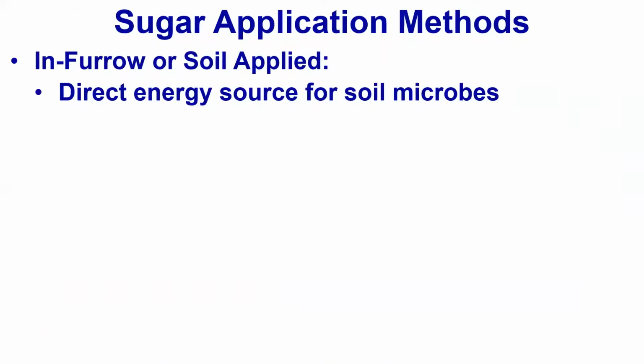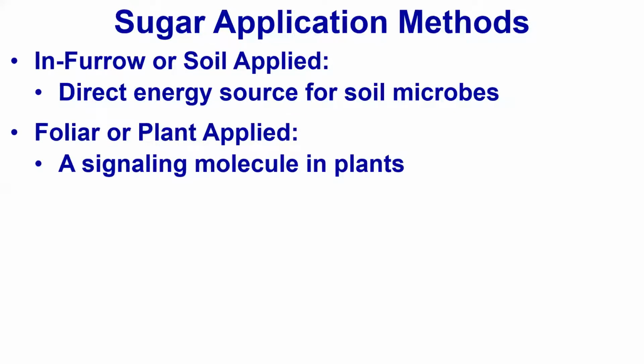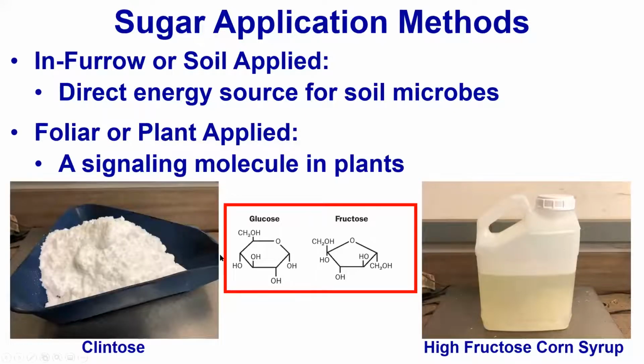So, direct energy source for microbes or foliar signal for the plant. These are two of the sources we've worked with, right? High fructose corn syrup, by the way: if you put high fructose corn syrup in a cornfield, that is called cannibalism. You can use that one, take that one free of charge.